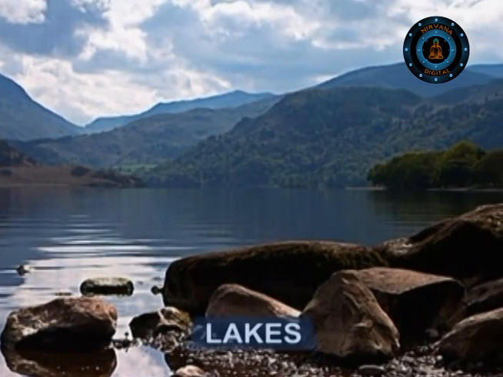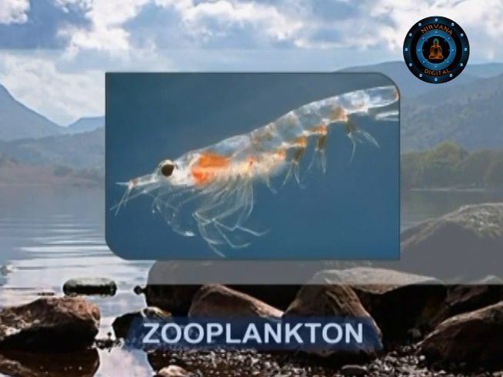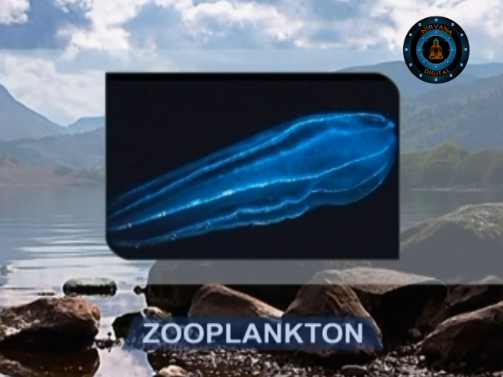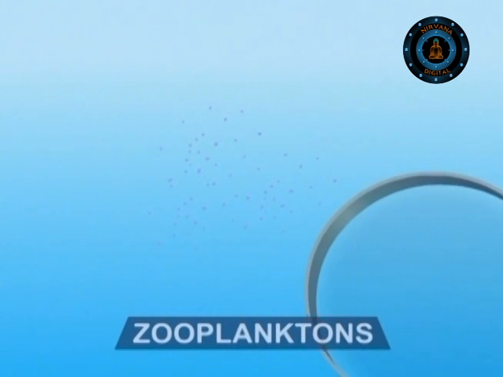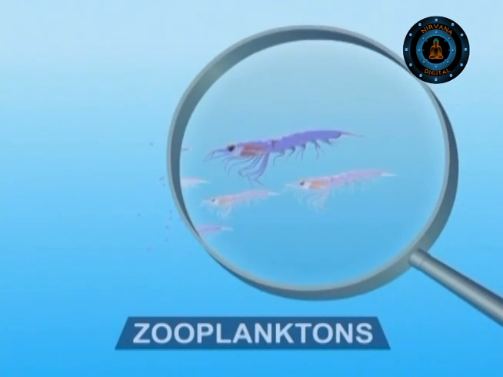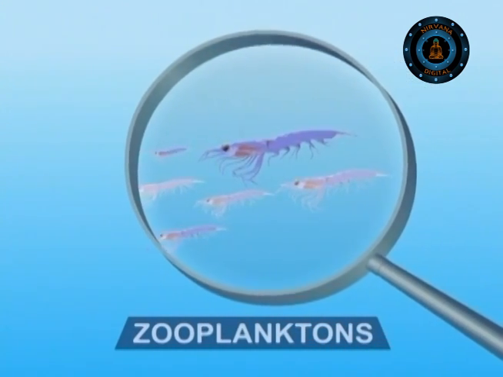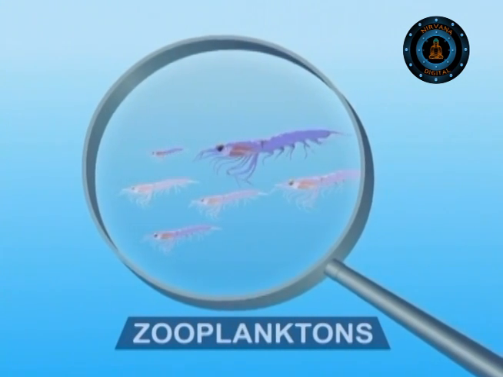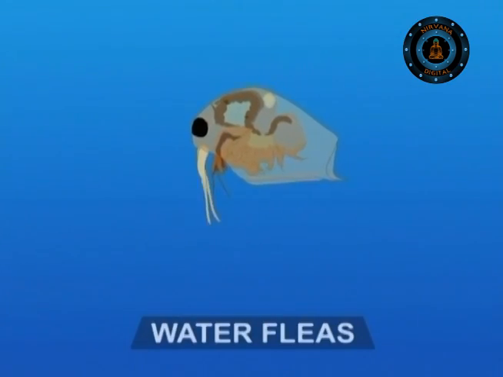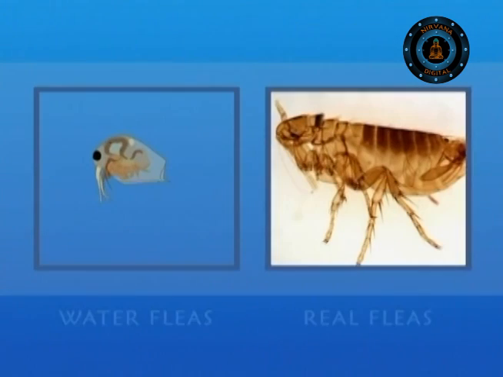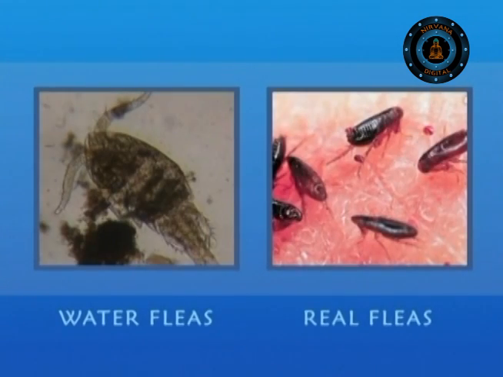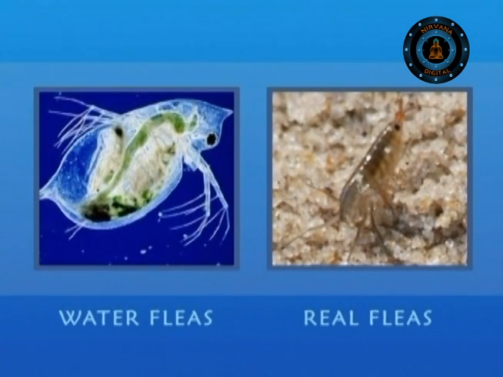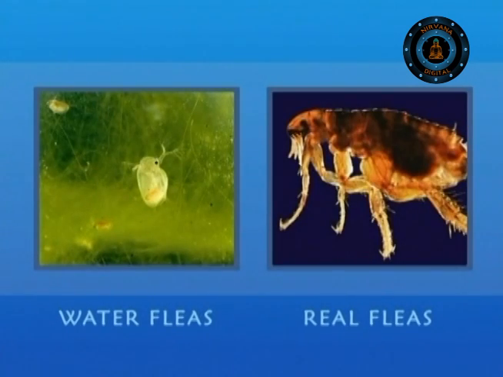In the large lakes, zooplankton forms an important part of the freshwater ecosystem. These zooplanktons are tiny animals and animal-like microorganisms that float freely as part of the plankton. Water fleas, which are crustaceans and are not related to real fleas, along with a unique group of microscopic animals called rotifers, form common freshwater zooplanktons.